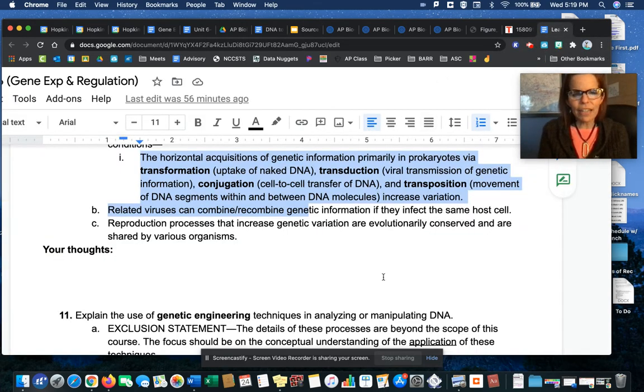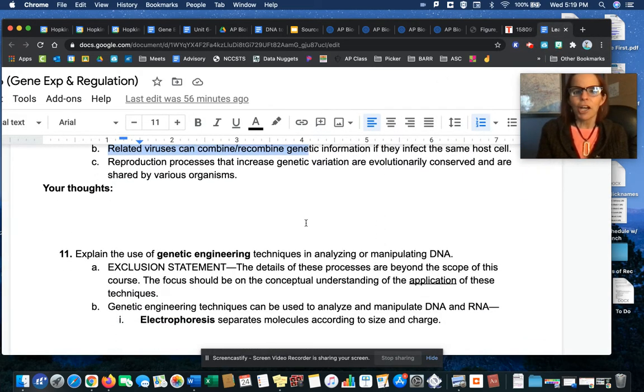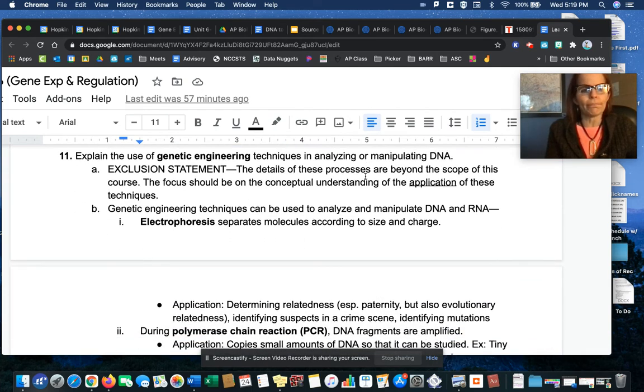All right, moving on. No, this is getting long, you guys. Reproduction processes that increase genetic variation are evolutionarily conserved. That means that evolution likes genetic variation, and we'll learn about that more in the evolution unit.